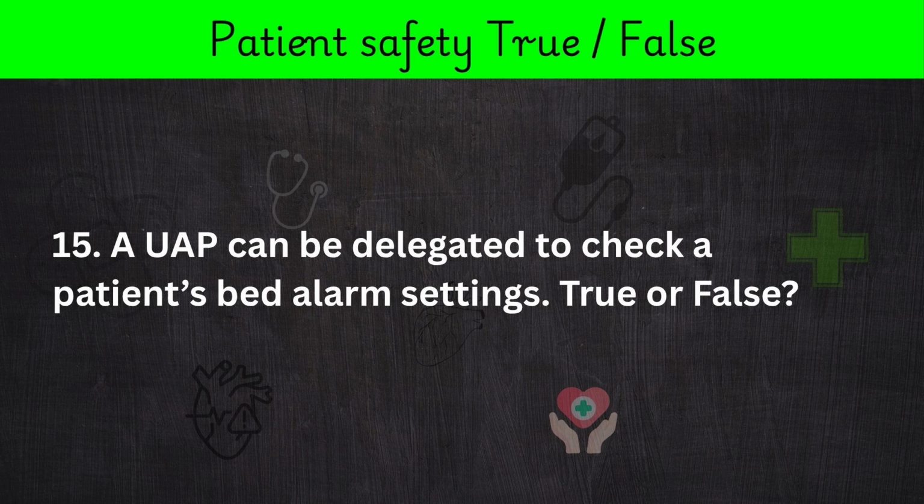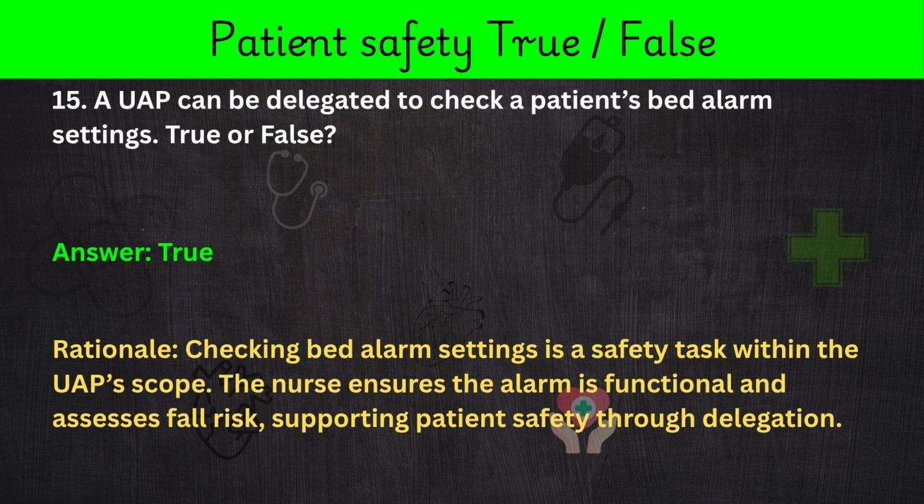15. A UAP can be delegated to check a patient's bed alarm settings. True or false? Answer: true. Rationale: Checking bed alarm settings is a safety task within the UAP scope. The nurse ensures the alarm is functional and assesses fall risk, supporting patient safety through delegation.